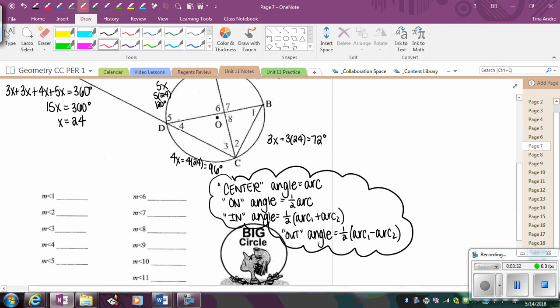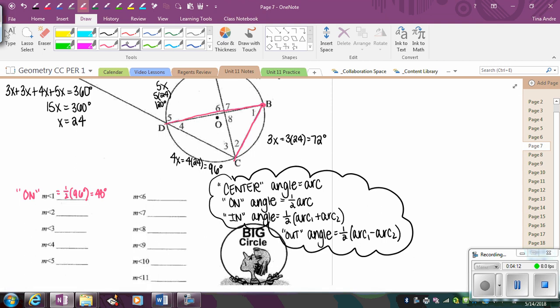So I'm going to start with angle 1. This is where your index cards can really come in handy, just to cover up the other angles and focus on only that one angle and the arc it is intercepting. Angle 1, the vertex is on the circle, so it's going to be the on angle. Since I already have my formula over here, I'm just going to plug in, for the sake of space. I'm not going to rewrite these formulas every time. So angle 1 is going to be 1/2 of the arc it cuts into. So it's going to be 1/2 of 96, which gives me 48.